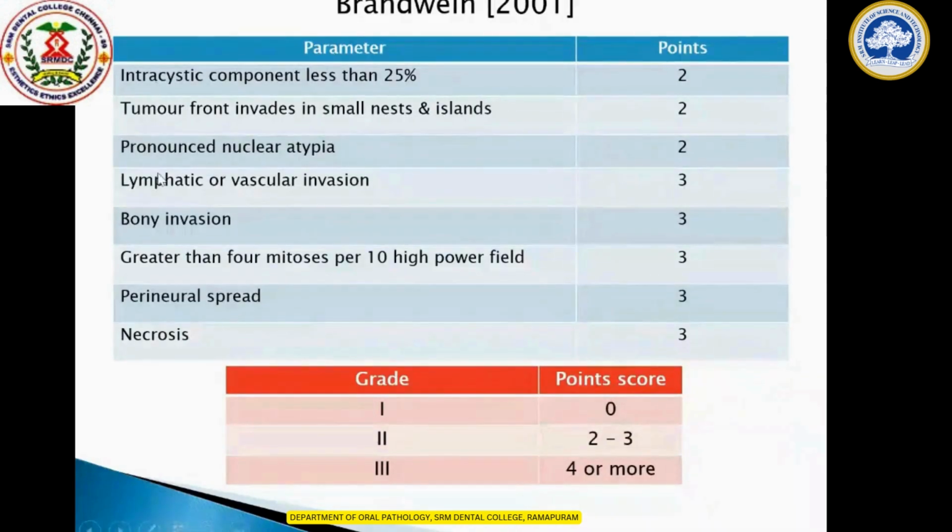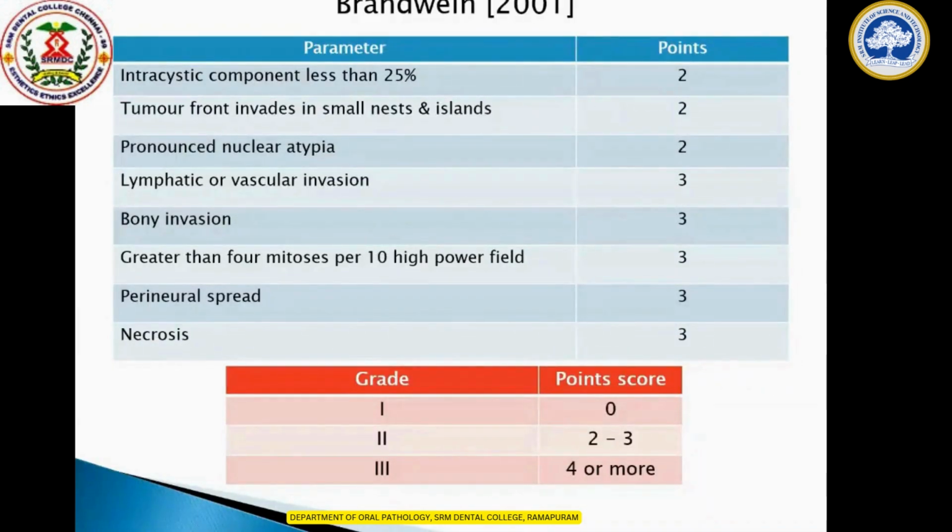The next grading type will be one which shows all these parameters. That is your intracystic component, which has less than 25%. The tumor front invades in small nests and islands, so small clusters of cells or large islands. Pronounced nuclear atypia. Any lymphatic or vascular invasion. Any bony invasion or mitosis more than 4 in number. Perineural spread and necrosis.